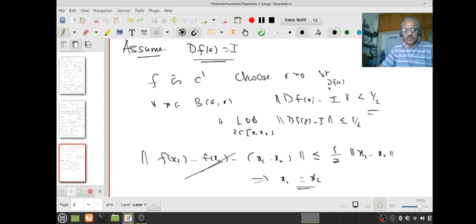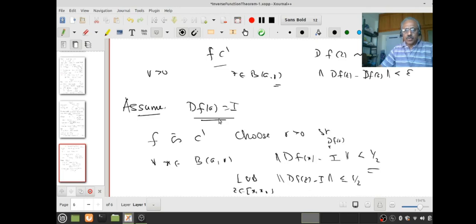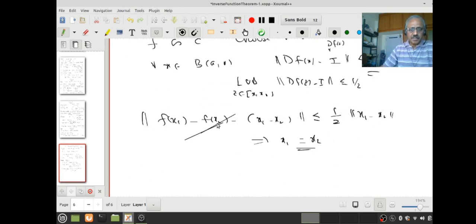So what have we shown? Now we have found an open ball B_R, so that the function f is 1-1 on B_R. That's all we had achieved. But it is under the added assumption that the derivative of f at a is the identity. As a linear map, it's the identity, or as a matrix, it's the identity matrix.